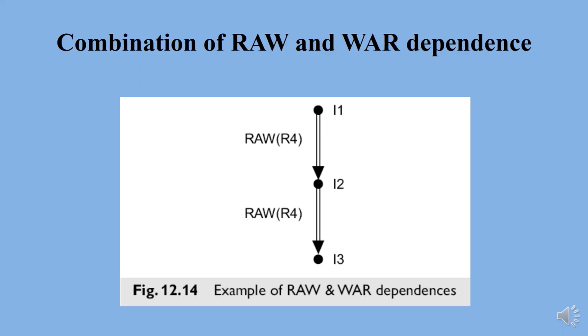Let us now consider a combination of RAW and WAR dependencies. Assume that instruction I1 is to write its result into R4, a subsequent instruction I2 is to read that result value, and a later instruction I3 is then to write its result into R4. Thus, instruction I2 is truly data dependent on instruction I1, but I3 is anti-dependent on I2.